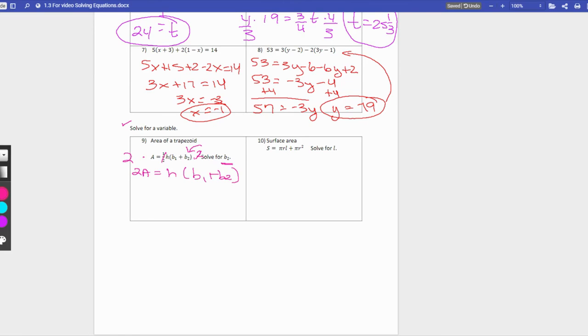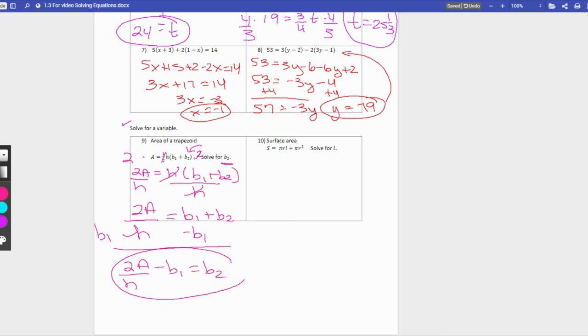Now again, I want to get base 2 by itself. So I'm going to divide, do the opposite operation. And I have 2A all over h is equal to b1 plus b sub 2, because that will simplify. Now the last thing I want to do is subtract b sub 1 from both sides. So I'm going to rewrite this, subtract b sub 1. So I'm left with the fraction 2A over h, minus b sub 1 is equal to b sub 2.